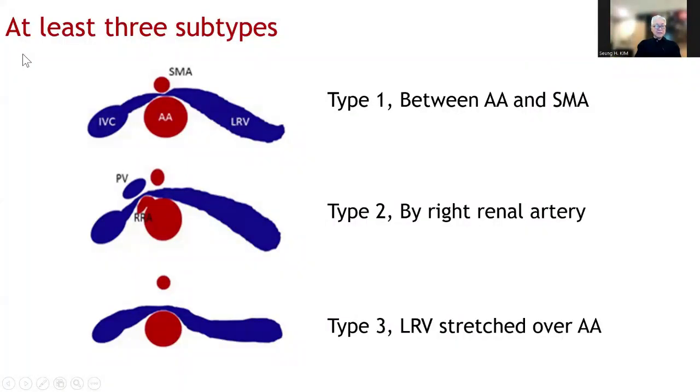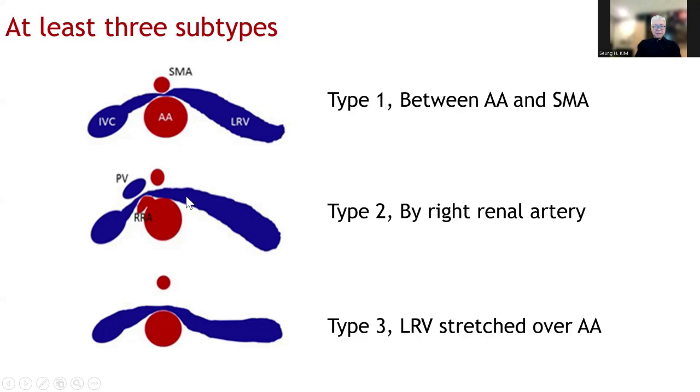And in the last talk, I mentioned that there are at least 3 subtypes of Nutcracker. Classical type, the compression of the left renal vein in a narrow space between the aorta and superior mesenteric artery. This is type 1, classical Nutcracker.